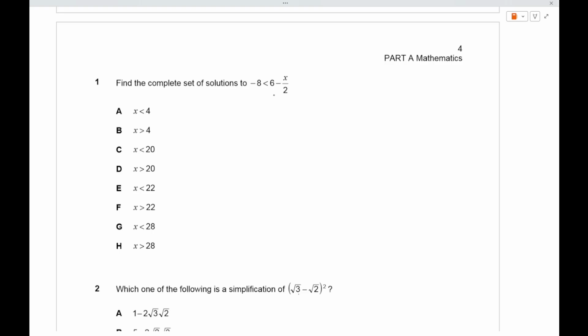Really simple, of course. It's the first question. They're usually very easy at the start as well. So you pass the 6 to the other side. That's minus 14 is equal to minus x over minus 2. Then you pass this to the side and this to the other side. Then you get, sorry, x over 2 is less than 14. Then, of course, you know that x is less than 28, which is G.